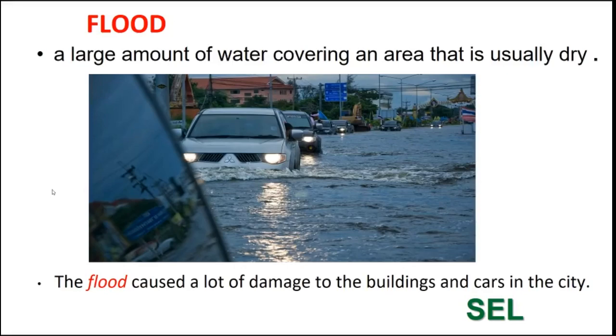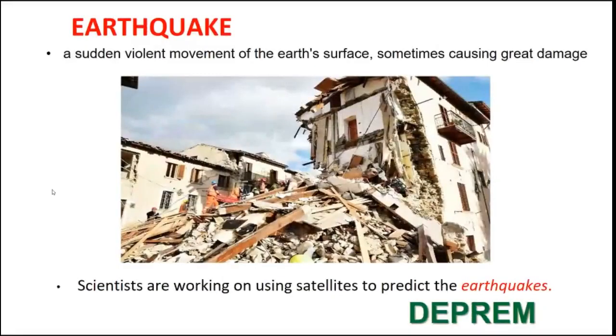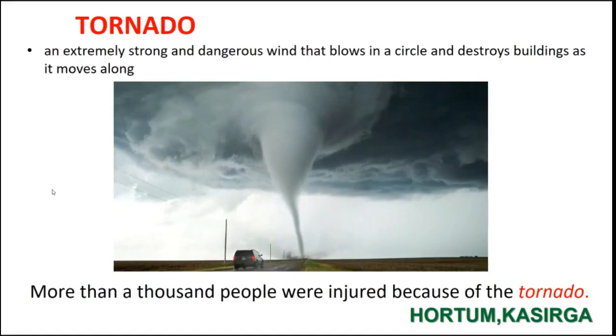Earthquake. A sudden violent movement of the Earth's surface, sometimes causing great damage. The example is, scientists are working on using satellites to predict the earthquakes. Tornado. An extremely strong and dangerous wind that blows in a circle and destroys buildings as it moves along. The example is, more than 1,000 people were injured because of the tornado.